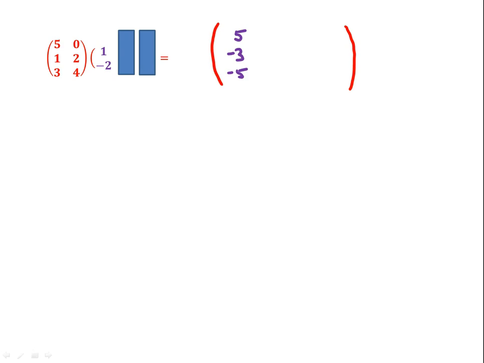I now need to block off the first column in matrix 2 and concentrate on the second column of matrix 2. Top entry, 5 times 2 plus 0 times 3 gives me 10. Middle entry, 1 times 2 plus 2 times 3 gives me 8. Bottom entry, 3 times 2 plus 4 times 3 gives me 18.